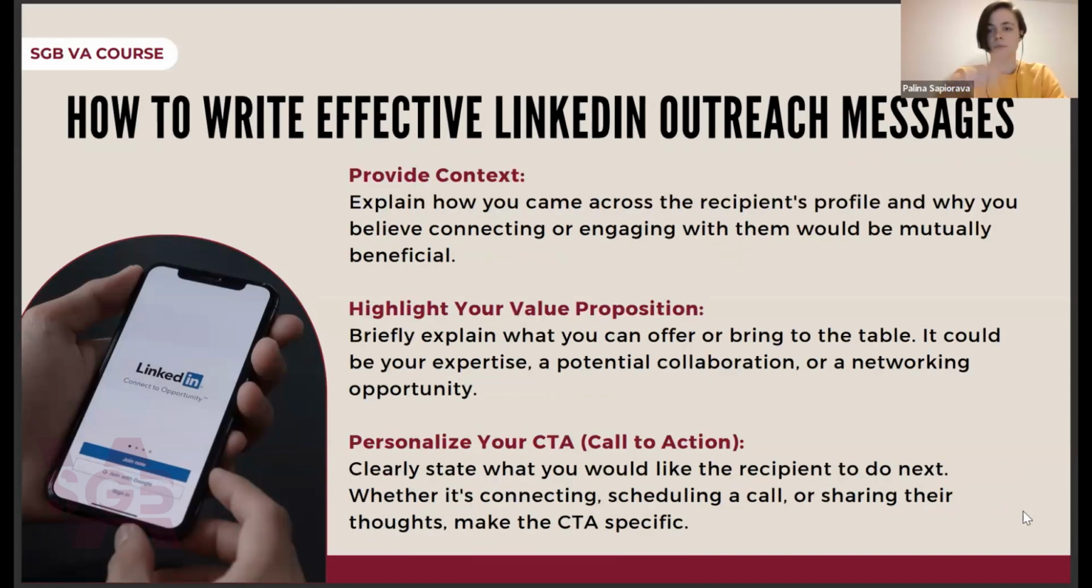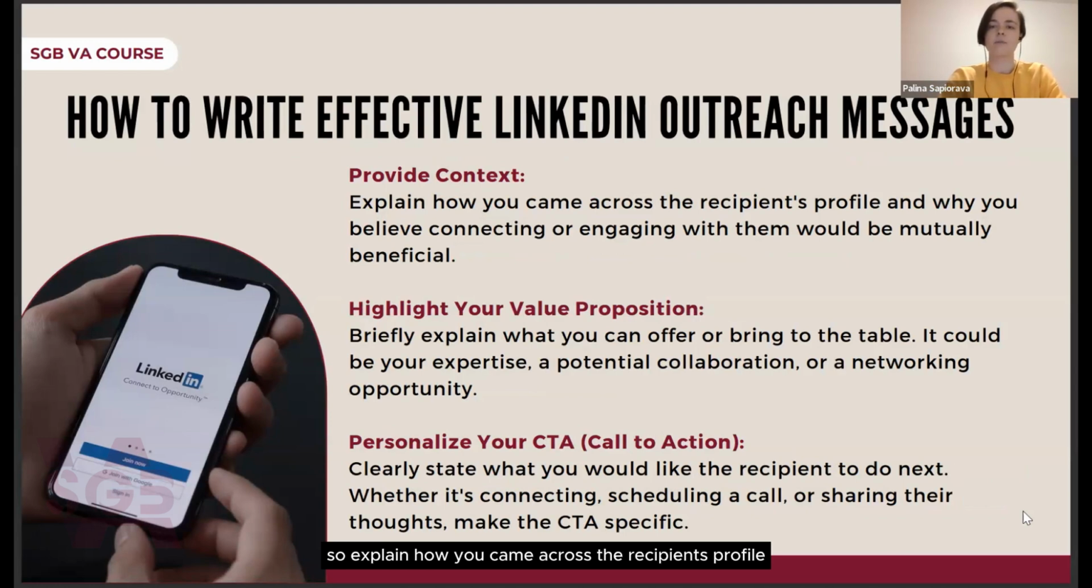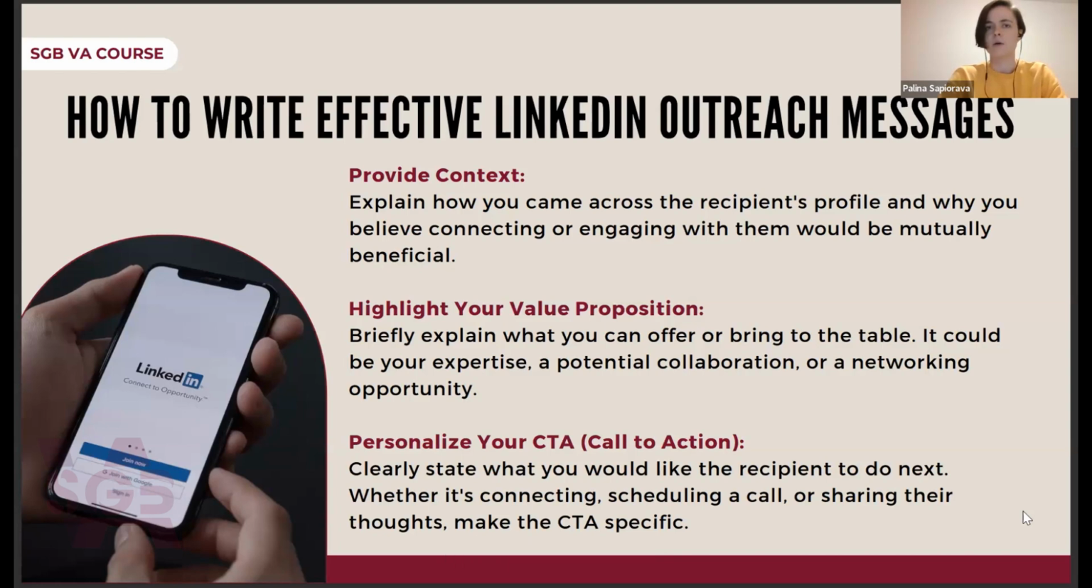Provide context. So explain how you came across the recipient's profile. Again, probably you saw some publication that was really interesting for you, or you both follow some blog or company's profile, and you think that your suggestion, your services might be interesting to the recipient. And highlight your value proposition. So again, briefly explain why the person should be interested in your suggestion, why they should spend time reading your message, and why they should start a conversation with you.